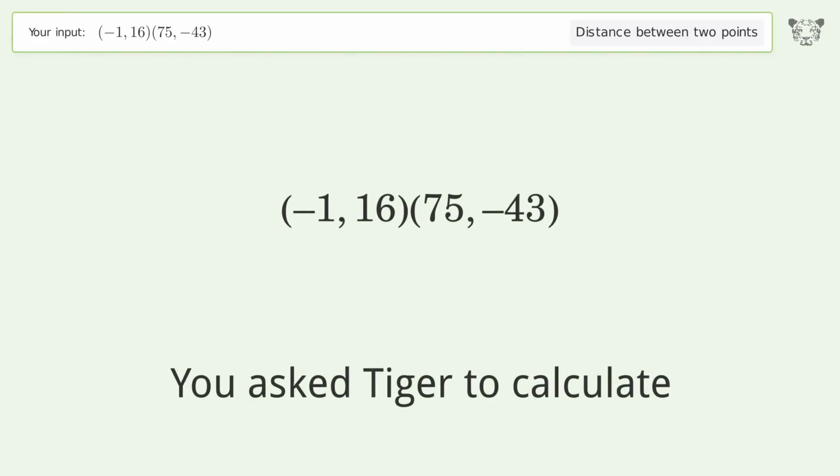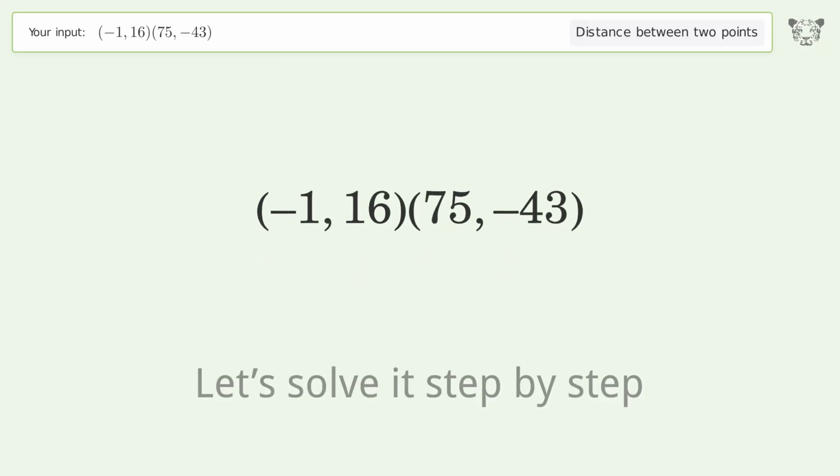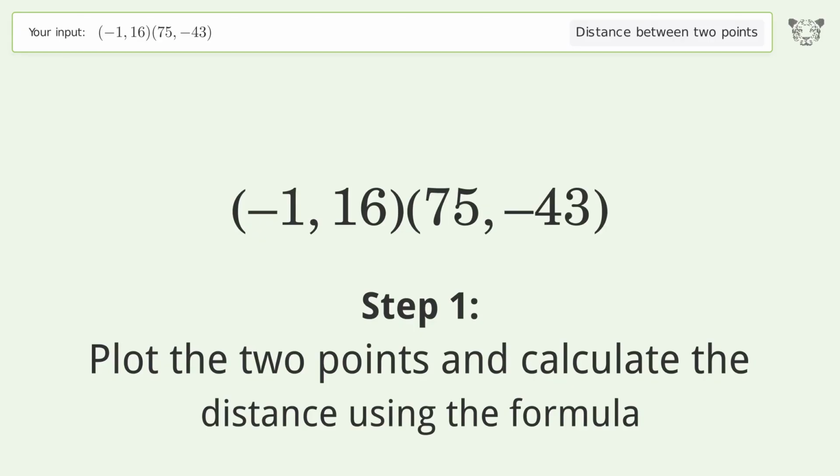You ask Tiger to calculate. This deals with the distance between 2 points. The distance between the 2 points is the square root of 9,257, or 96.213. Let's solve it step by step. Plot the 2 points and calculate the distance using the formula.